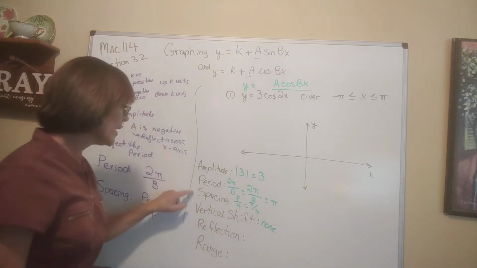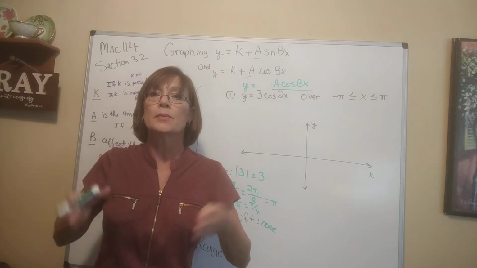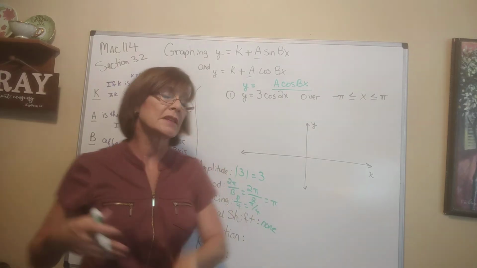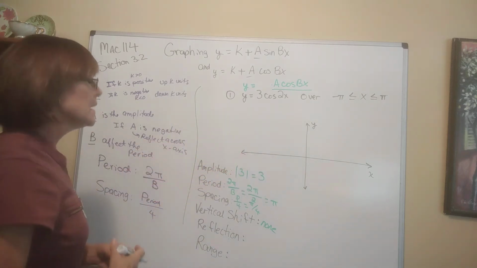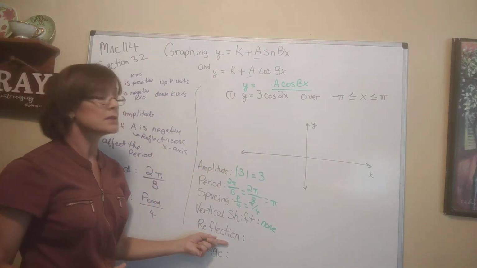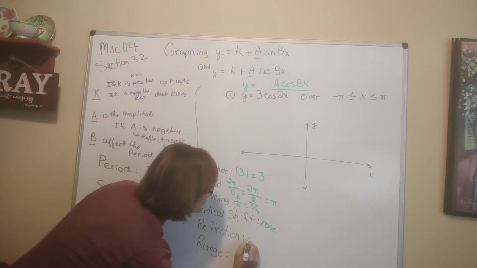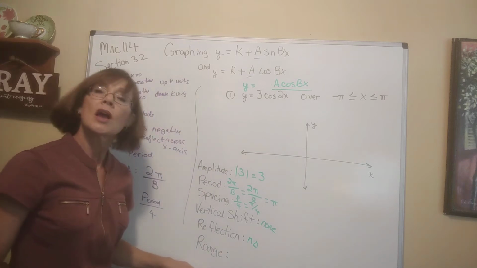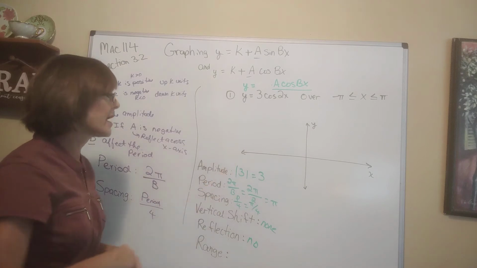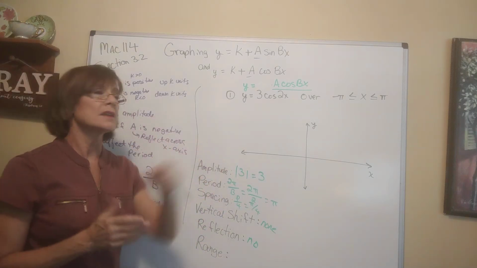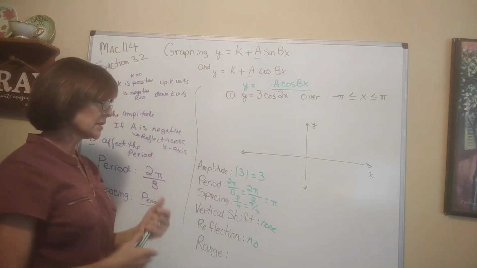Now the big deal about spacing is that's what tells us how to slice up our x-axis. That's a really big deal. And so we know we're going to start dividing it up in pi over 4. Is there a reflection? In other words, is there a negative in front of the a? And there's not. This is a positive number, so there's no reflection. The range I'm going to write down at the end, in interval notation. So let's begin to graph. We take note of these things off of the equation we're given, and then we start to slice up our axis in these little intervals.